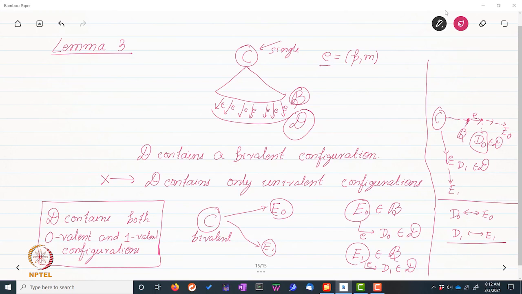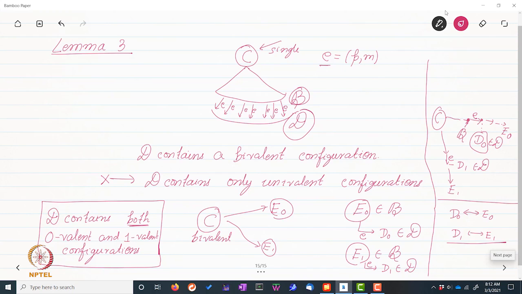Where one state is 0 valent and one state is 1 valent. So this means that D contains both 0 valent and 1 valent configurations, right? Even though we are assuming D does not contain a bivalent configuration, it is not the case that D contains only 0 valent configurations or only 1 valent configurations. It contains both. This is what we are able to prove.